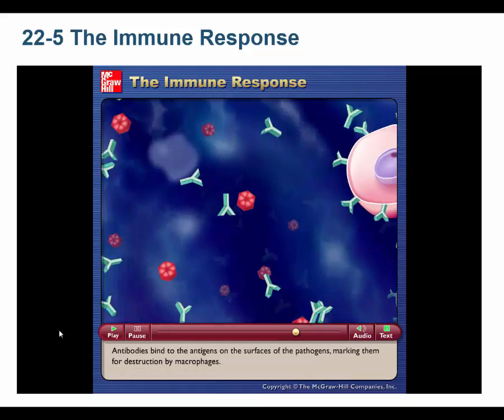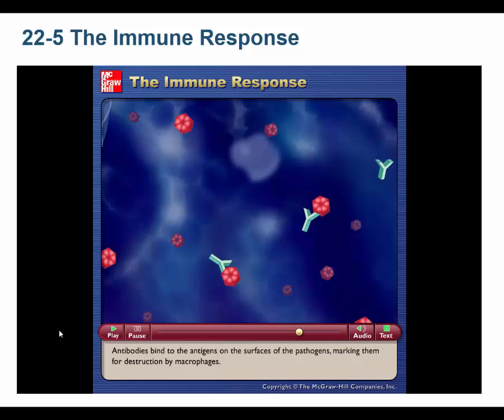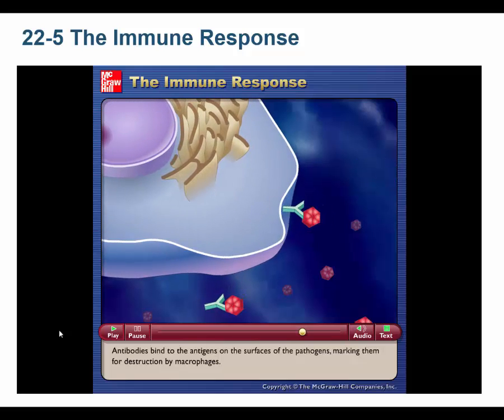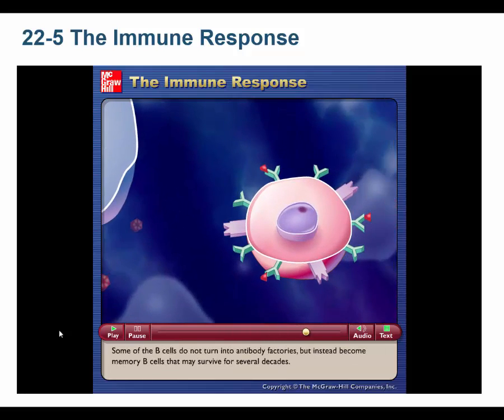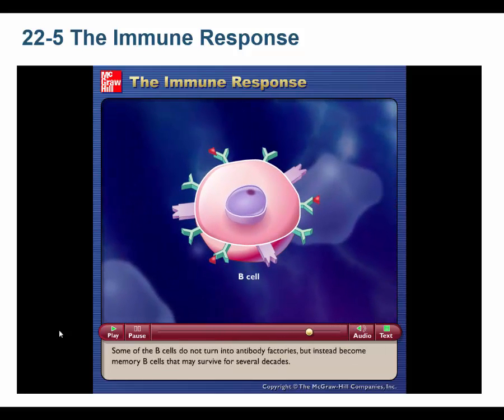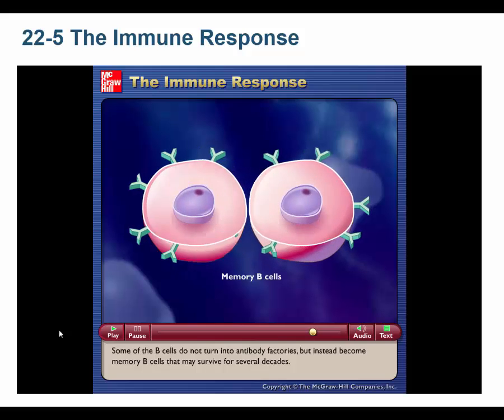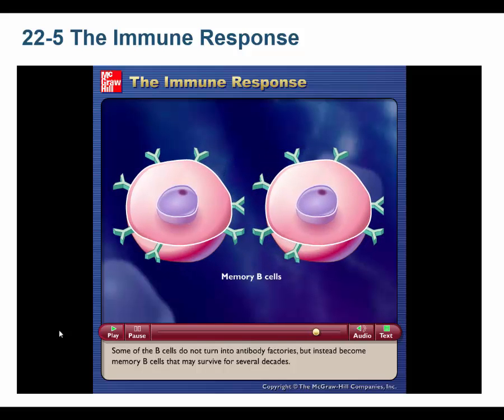These plasma cells become antibody-producing factories, flooding the bloodstream with antibodies that can bind to the antigen involved in this infection. Antibodies bind to the antigens on the surfaces of the pathogens, marking them for destruction by macrophages. Some of the B cells do not turn into antibody factories, but instead become memory B cells that may survive for several decades. Because of these memory B cells, the secondary immune response to a future infection by the same pathogen is swifter and stronger. This powerful secondary immune response is what gives immunity to some diseases after you have had them once or after you have been vaccinated.